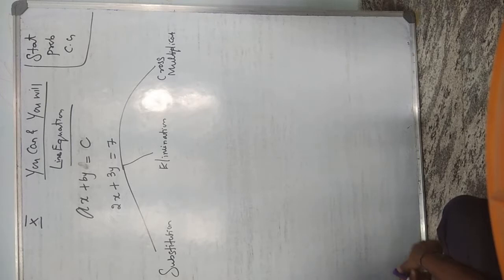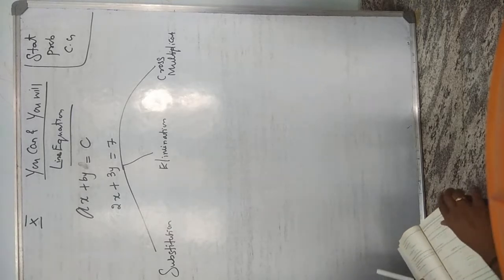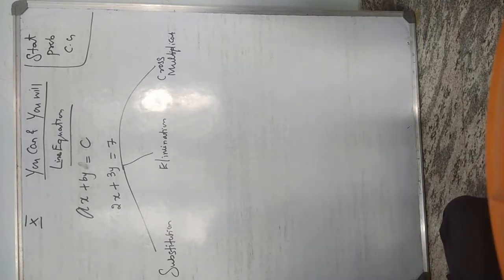Listen to the class carefully. Step by step, I'll take a small sum and teach you all three methods. The first sum is Exercise 3.3, first Roman numeral, that is x plus y equal to 14.